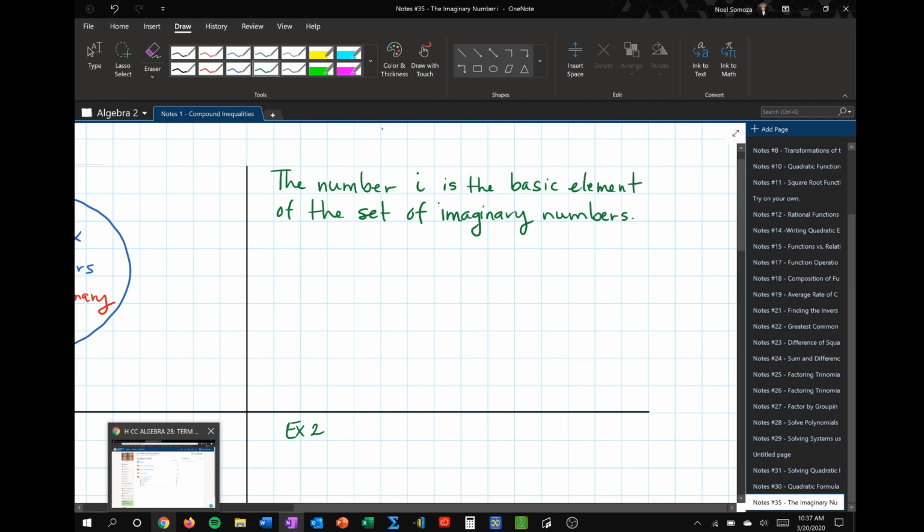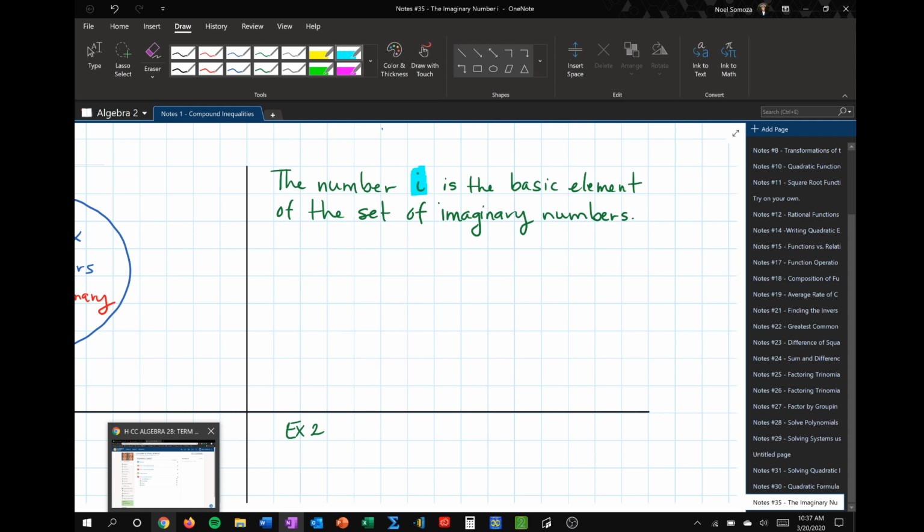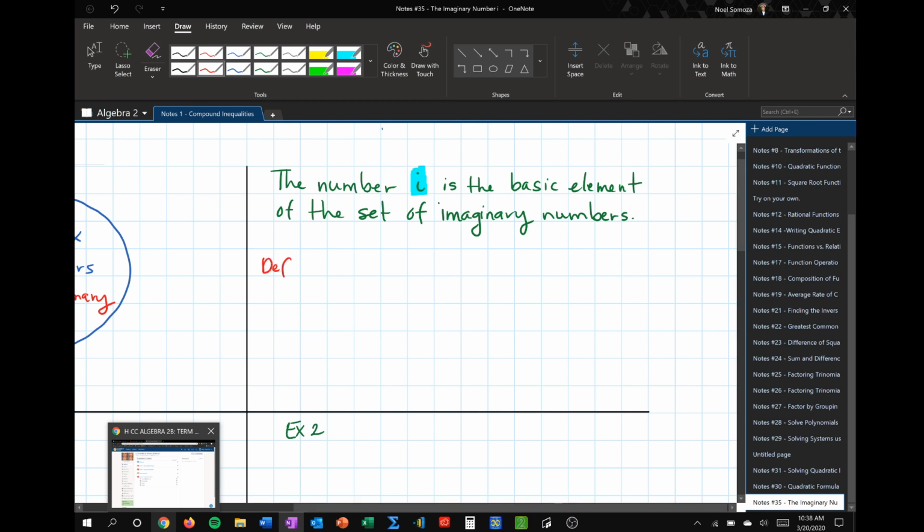Okay, so i is the building block. It's the smallest component. Think of it as your unit value, the basic element of the set of imaginary numbers. So everything else can build up from them. Okay. So the way we define it, the definition of i is that i is equal to the square root of -1.